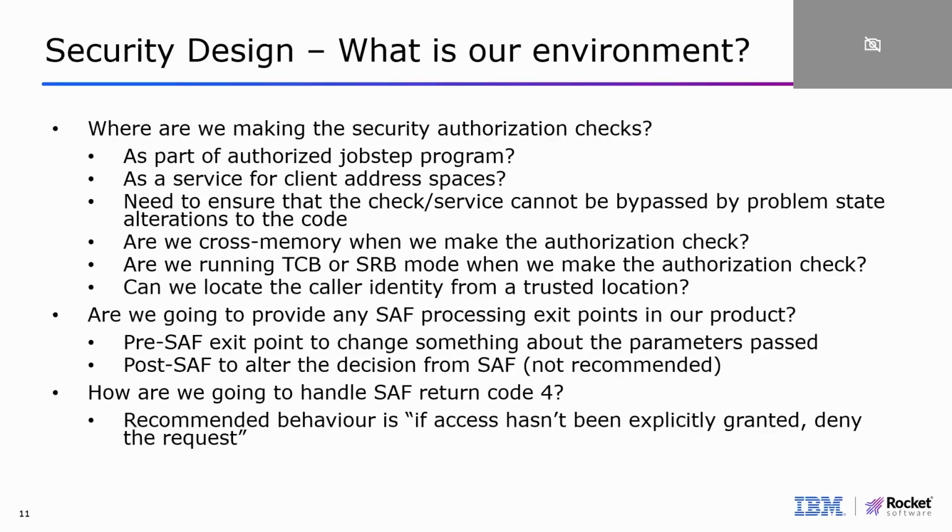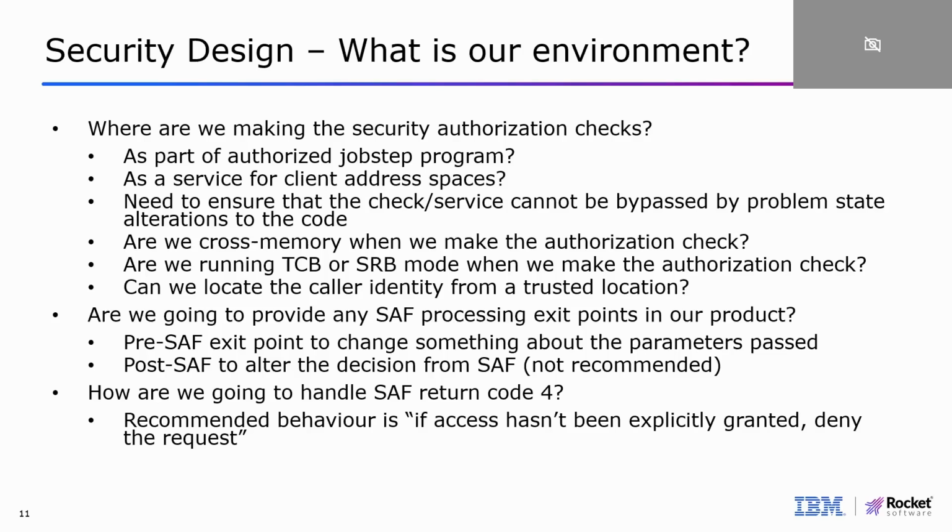Where are we making our security authorization checks? Are we part of an authorized job step program? Are we a service that is provided to client address spaces that aren't running authorized? Typical case here: a TSO user asking STSF to do something. It would be ridiculous of us if we had the SAF check done in the problem state code, because that would just be crazy. You could get around it. You could change the problem state code, you could bypass the auth check and stuff like that. So you have to ensure that the security check is being done as part of the authorized service, so there's no way of bypassing it.